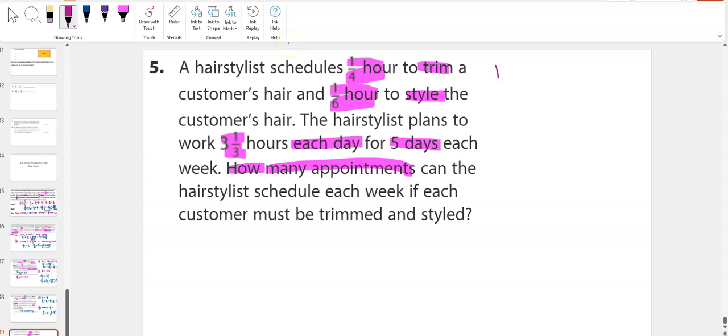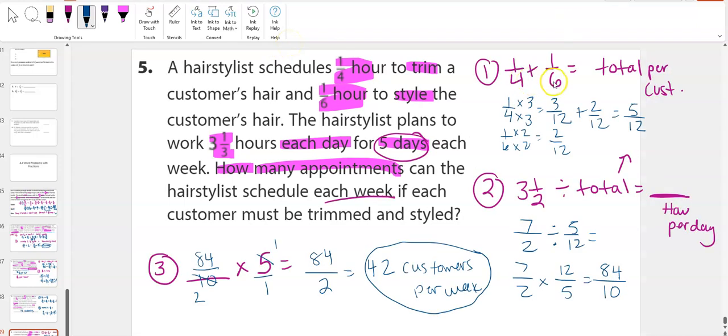My plan here is, I'm definitely adding those trim and style together to get my total per customer. Then I'm dividing that by the amount per day that she's working to get how many customers per day she can do. That was 84/10. Again, I'm not reducing till the very end. Moving it on to step 3 because I need to multiply those customers per day by 5 to figure out how many a week she is working on, or this hairstylist, he or she.